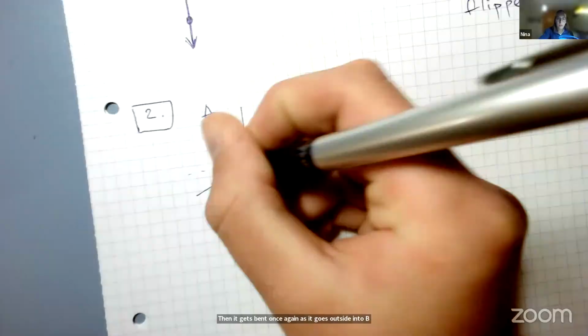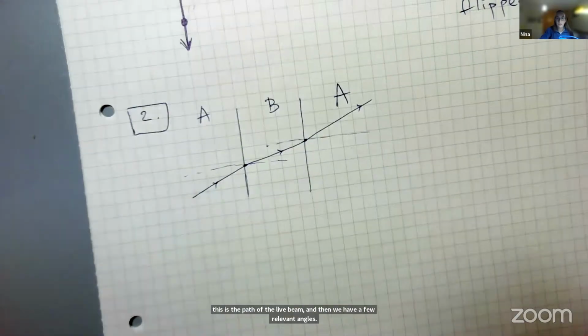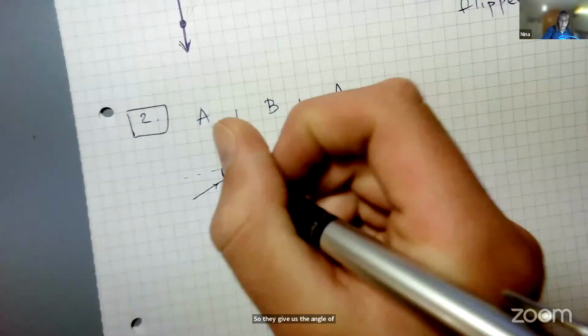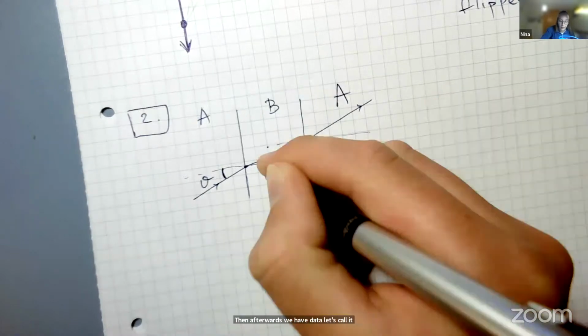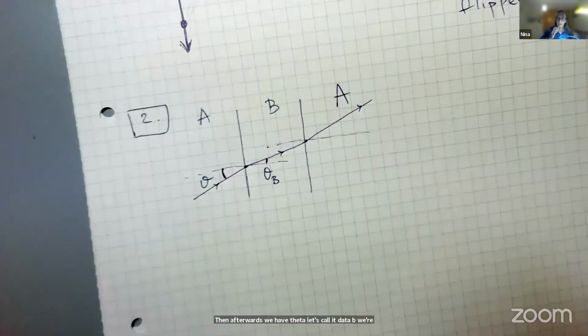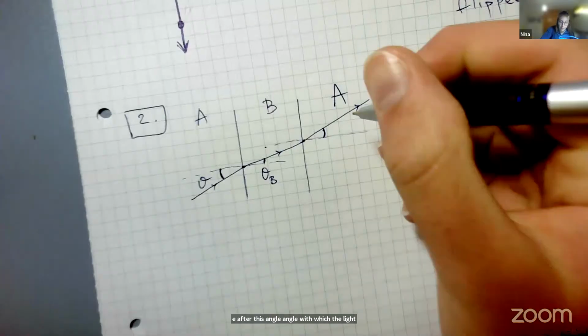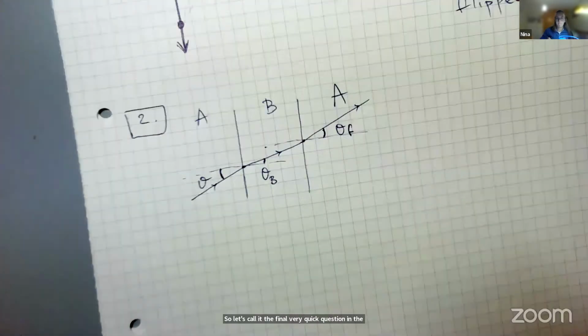And then we have a few relevant angles. So they give us the angle of incidence, which is just theta. Then afterwards, we have theta, let's call it theta B. We're after this angle, the angle at which the light emerges from region B. So let's call it theta final. Very quick question in the chat. What would this angle be?